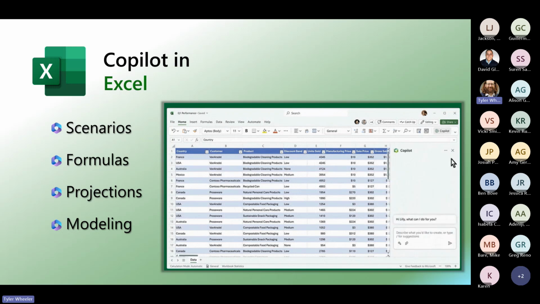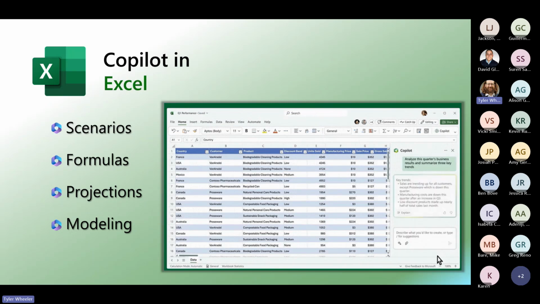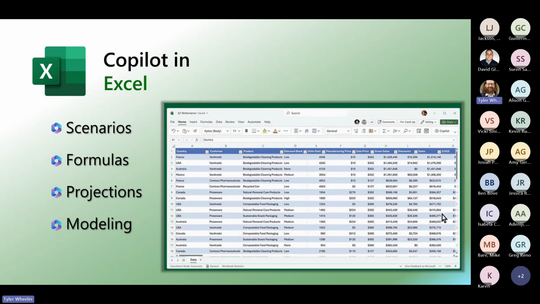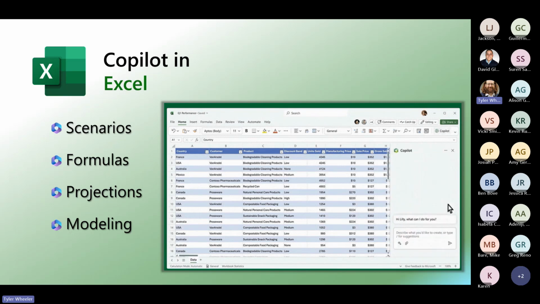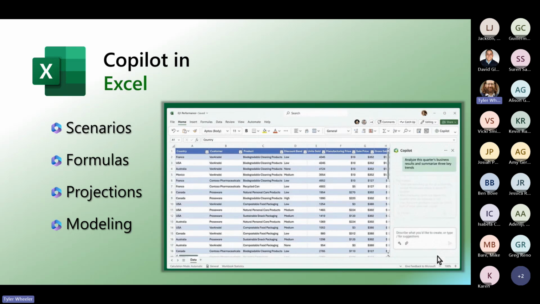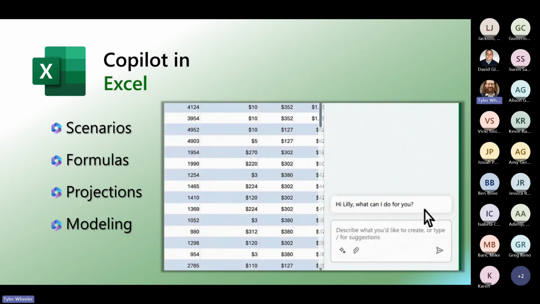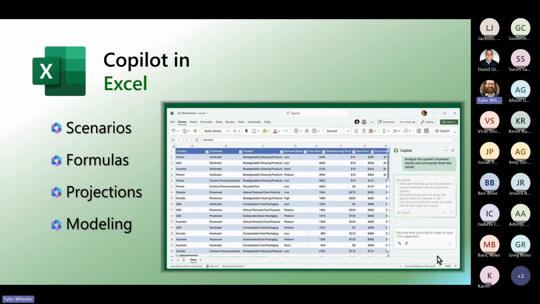And really, I want you to consider the power of asking something like, show me the correlation between customer satisfaction and repeat sales, or recommend the best formula for calculating year-over-year growth. Copilot in Excel is not just a tool, it's a data analyst at your fingertips, ready to transform the way you interact with data and derive insights. So we'll go ahead and see.